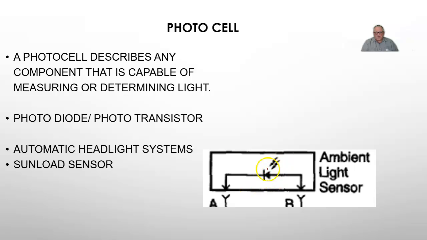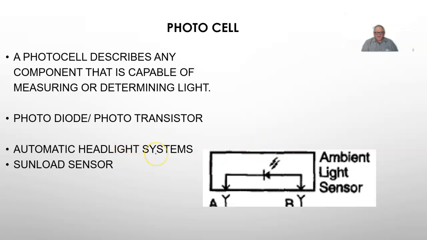This one is showing you a photodiode. This diode is going to change resistance or change a voltage drop across it depending on the amount of ambient light that it's exposed to. On the car, where you're going to see this most commonly is up on the dashboard, typically toward the center. We're going to use it for 2 different systems.